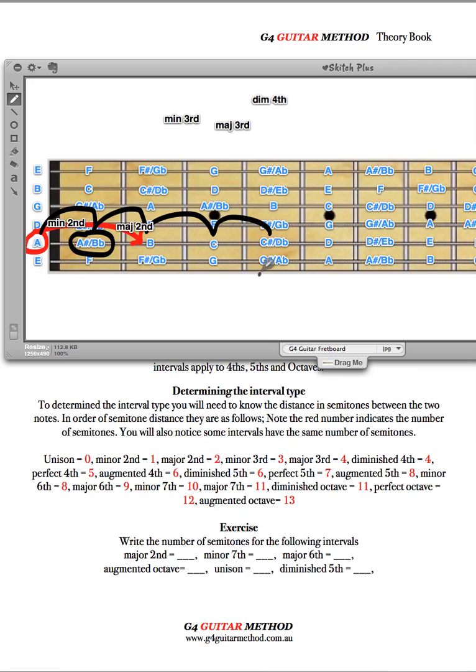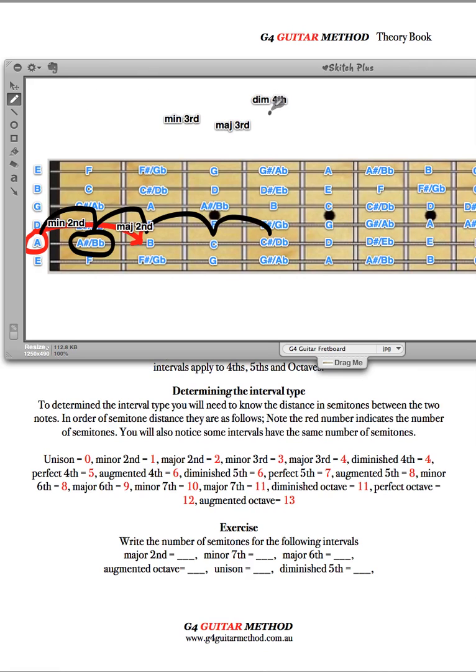Now, to the ear, it makes no difference at all, but when we're talking about music and talking in terms of what it should be called, the grammatics, if you like, of music, it's very important to call it the right thing. So that's a third, major third, minor third. Now, you can continue along here, and you can see that all the red numbers indicate the interval size or the interval type.